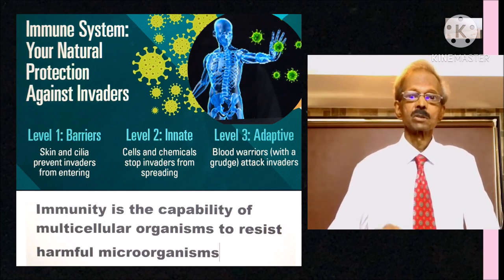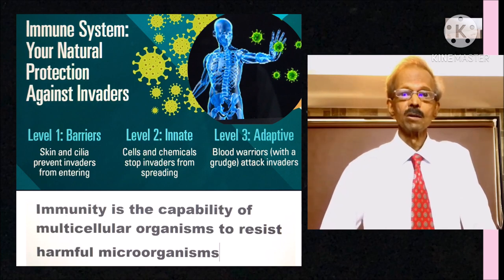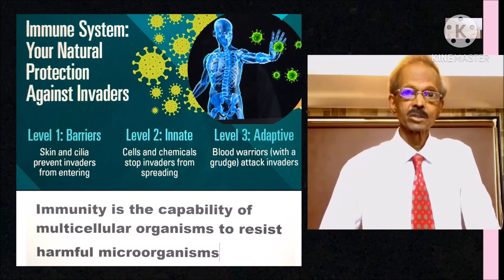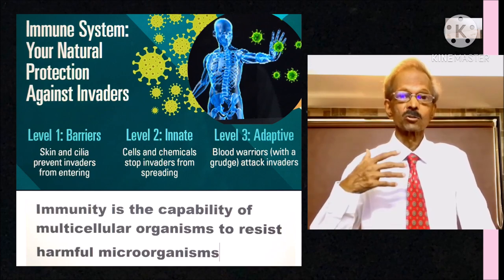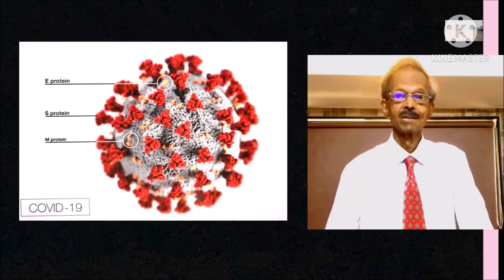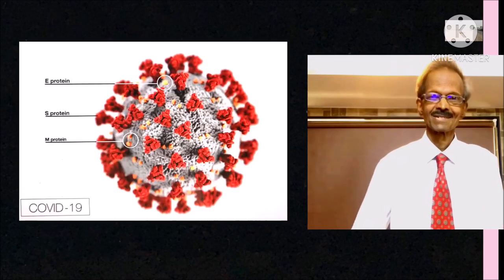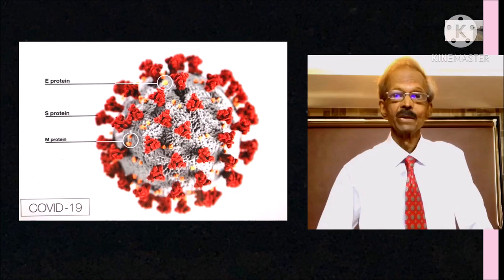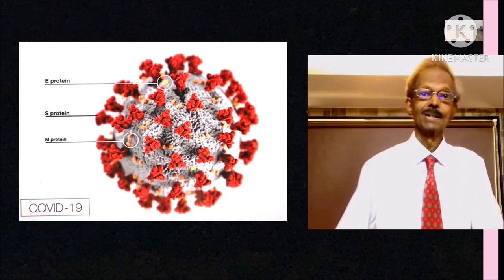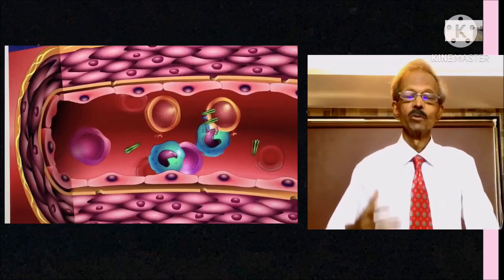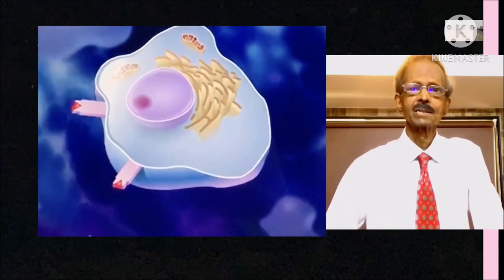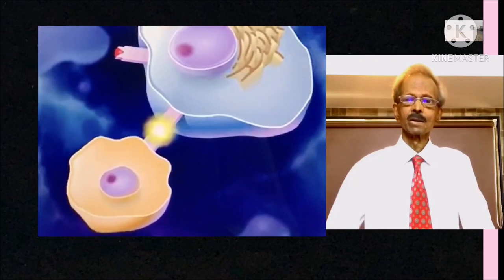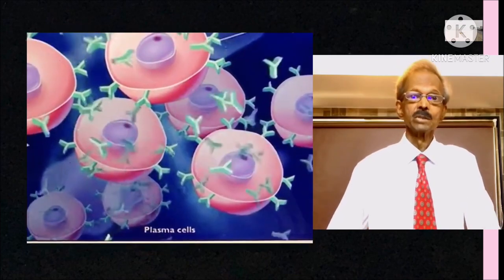First, immunity. Immunity is the ability of any individual to resist attacks by various microorganisms, and this ability is derived since birth. Then, an antigen. An antigen is a foreign substance like a microorganism that triggers the activation of white blood cells, which destroy the invading microorganisms and also produce antibodies to destroy them.